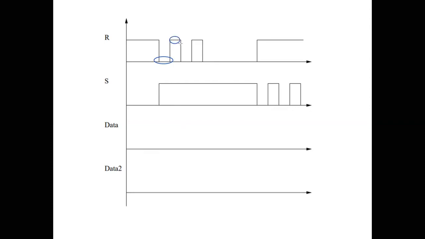When R is 0, S is 0, it will follow the previous state. Now here R is 1, S is 1. When R is 1, S is 1, it will go to an undefined state or forbidden state. Again, this is 0 and 1. It will take these new values, then this value, and only then will it settle to this value over here in the timing diagram. Now, how is that overcome in the switch debounce circuit?